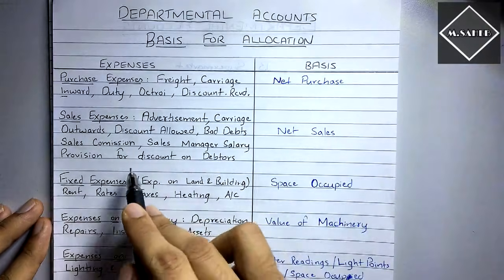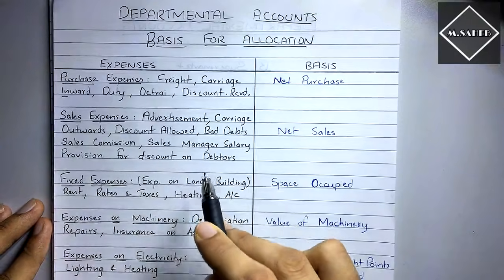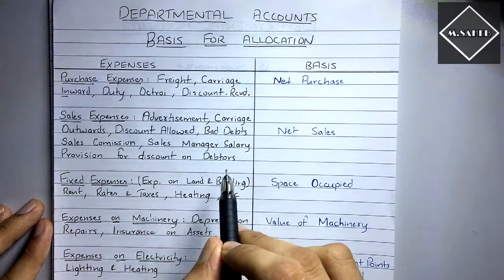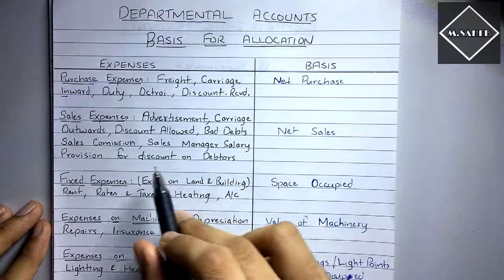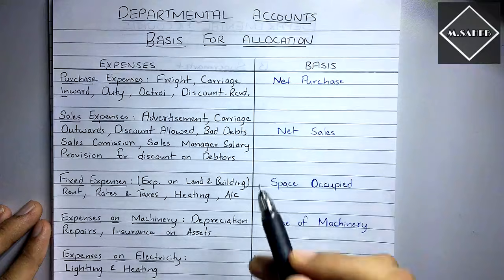Simple. Provision for discount on debtors. See this. Provision for discount on debtors. Now what businesses mostly do is they may create a provision for discount on debtors. Okay, so now this is also directly connected with sales.